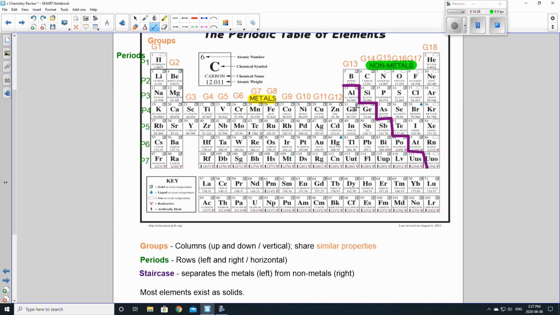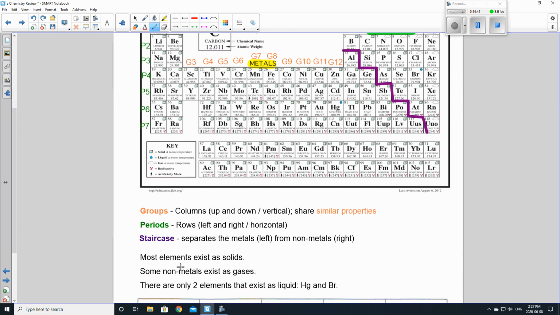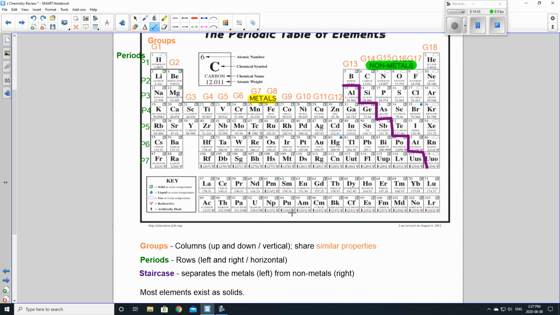So the ones that are right around here, they're called transition metals. Sometimes they have both properties, but for the purposes of our course, all we care about is the fact that the metals are on the left and the non-metals are on the right. Most elements exist as solids. Wherever we see all the cubes, a cube means that they're solid at room temperature.